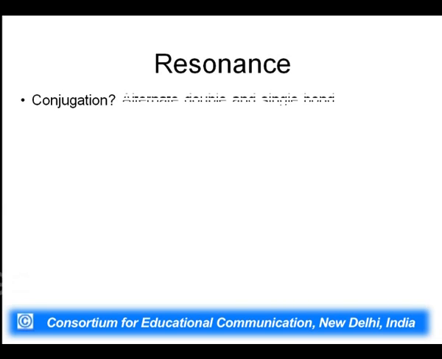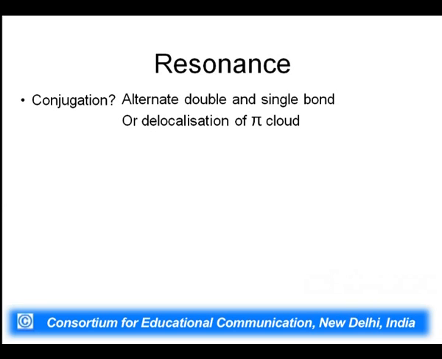But before going to resonance, I want you to answer a few questions for yourself. Do you know about conjugation? What is conjugation? Conjugation is the presence of alternate double and single bonds. What is happening in alternate double and single bonds? The pi cloud present in a system where double and single bonds are alternately present is not present at one point at every moment, but in an average environment.